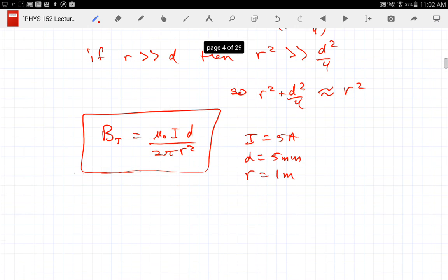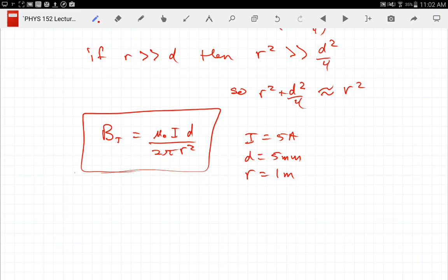So if I put in those values, I'm actually going to do this because it's important to do the last part, the comparison to the Earth's magnetic field. It's 5 millimeters, so it's 5 times 10 to the minus 3 meters.